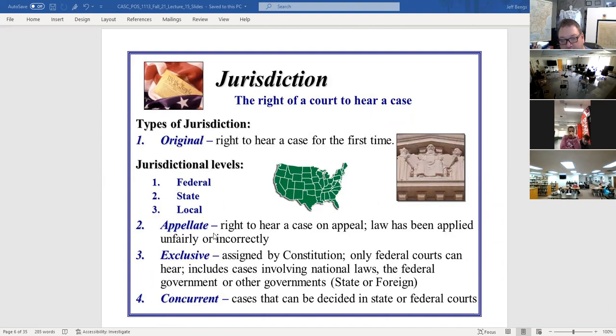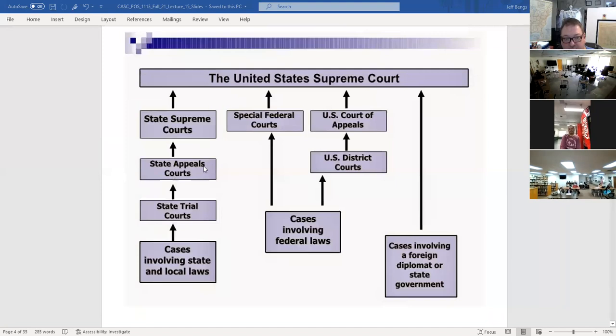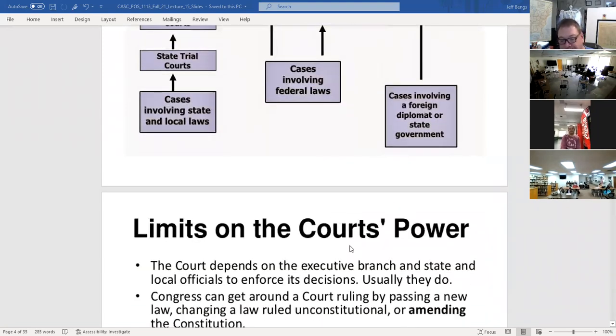And then there is appellate jurisdiction. This is going back to if someone loses a case on a lower court level. Jonathan loses his case against Bryce, he can then appeal, and it doesn't go directly to the Supreme Court, but it goes to the next court that has the right to hear it. And that would be, from our chart up here, some state appeal court.